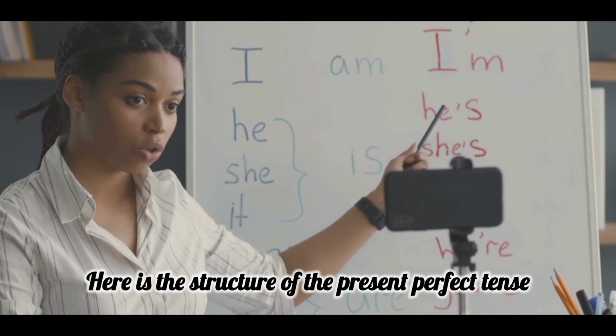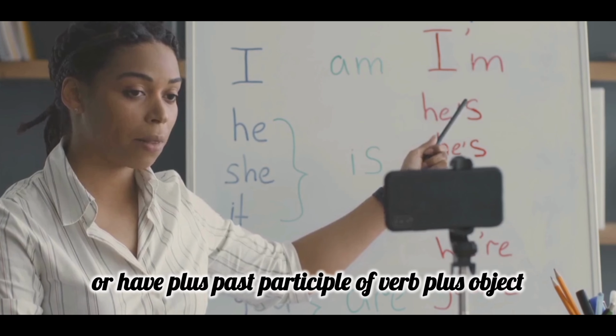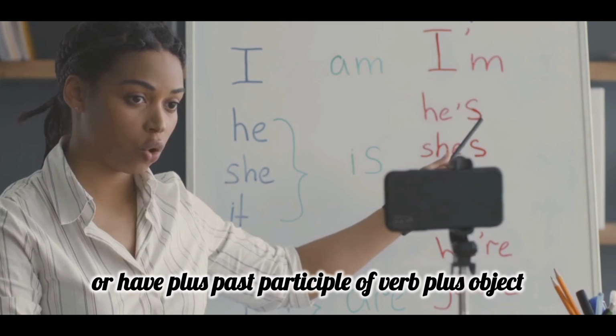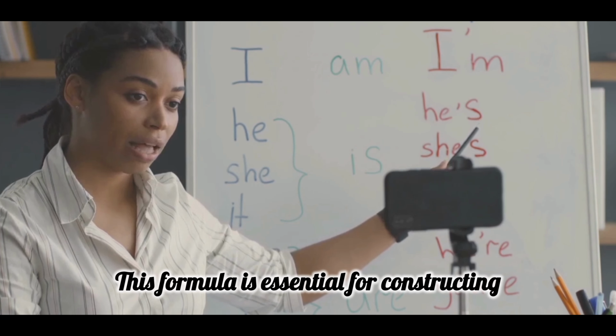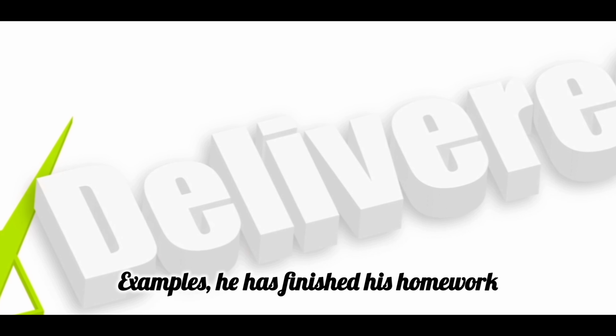Here is the structure of the present perfect tense. Subject plus has or have, plus past participle of verb, plus object. This formula is essential for constructing sentences in this tense. Examples: He has finished his homework.